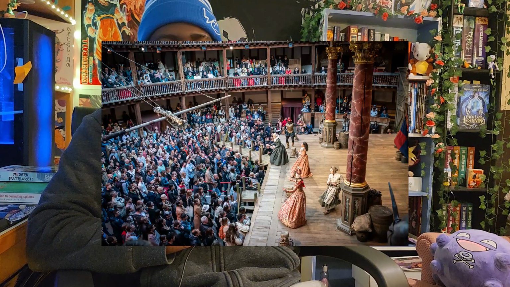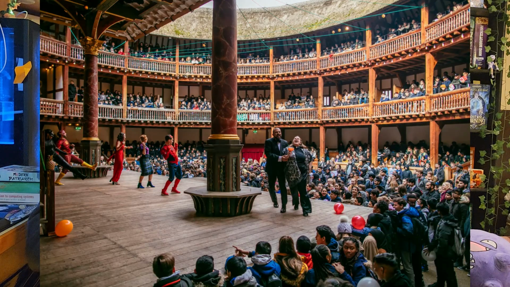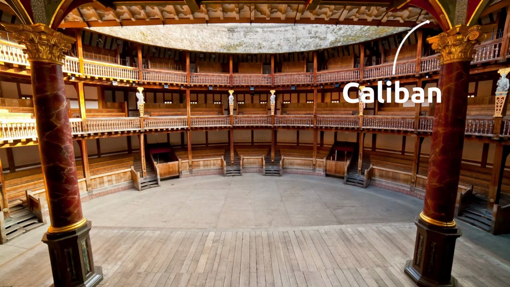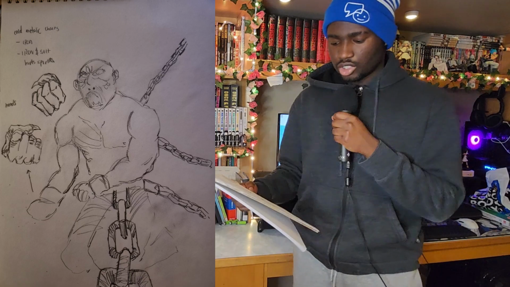In class, we were shown a video of the performers performing at the Globe Theater, and there were these two big columns holding up the ceiling. So I had an idea of using the columns, if that was possible, as part of the play in a more interactive way. In the scene where Prospero calls Caliban, Caliban is up at the very top of the pillar, chained up.